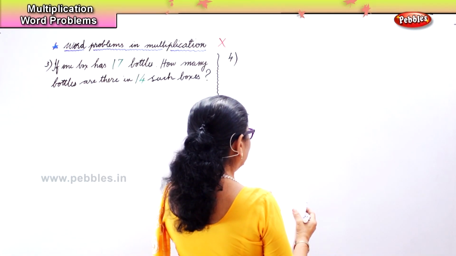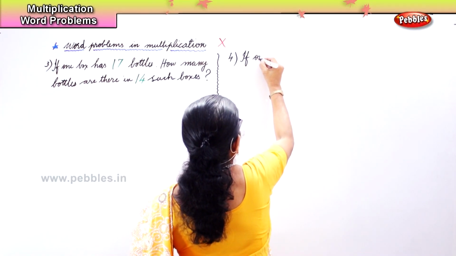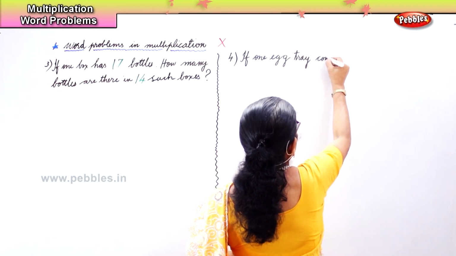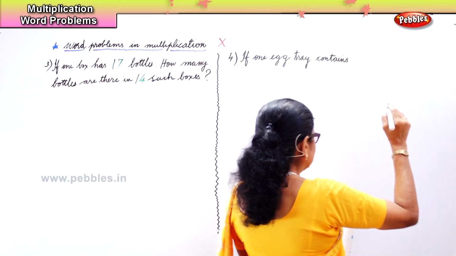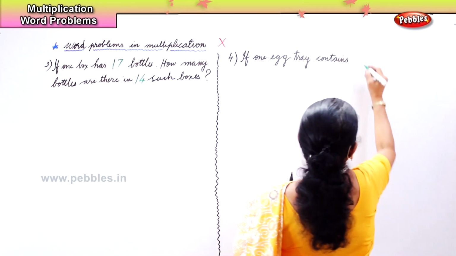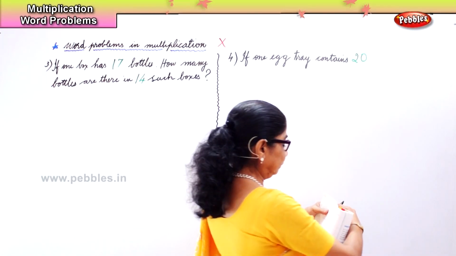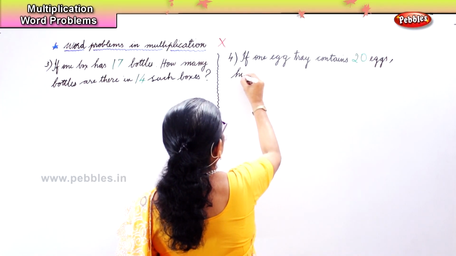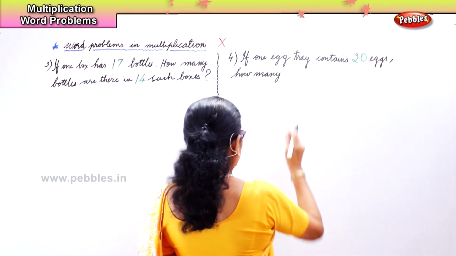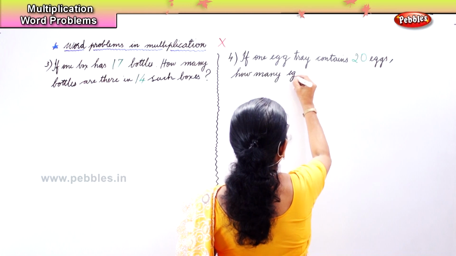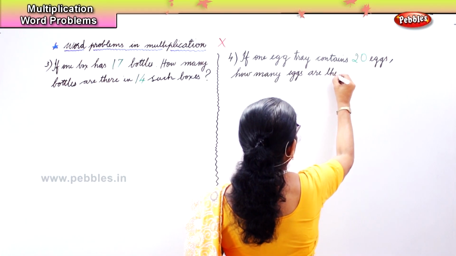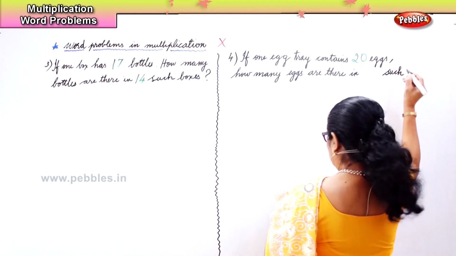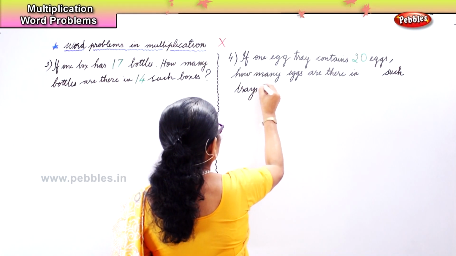If one egg tray contains 20 eggs, how many eggs are there in 19 such trays? That's your question. Okay?